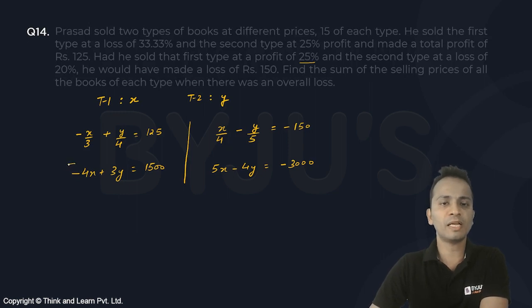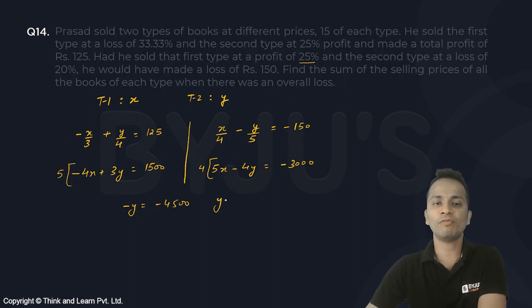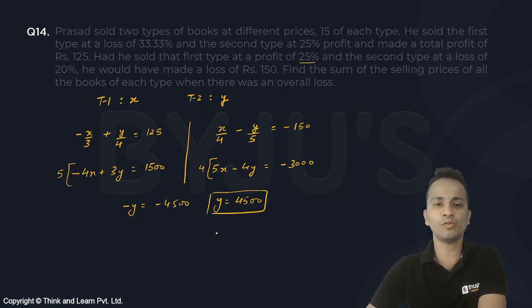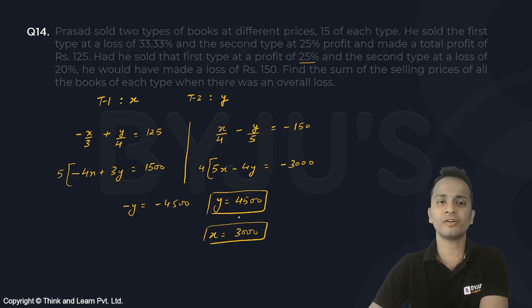Okay. So to solve them, I'll multiply the first equation by 5 and the second equation by 4 and we'll add them. So I'll get 15y minus 16y, that is minus y, is equal to 7500 minus 12,000, that is minus 4500. So the value of y comes out to be 4500. Okay. I'll pick this value of y, and substitute in any of the equations to get the value of x. So the value of x will be 18,000 minus 3,000, that is 15,000 upon 5, 3,000. So this is the value of x. So x and y are 3,000 and 4,500 respectively.